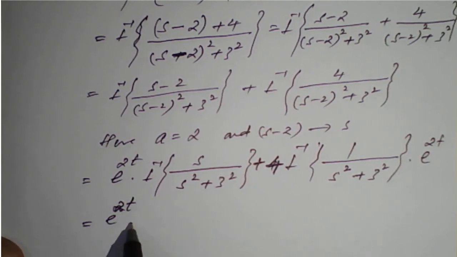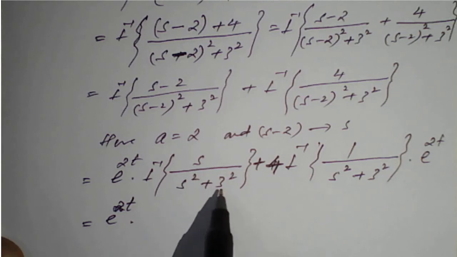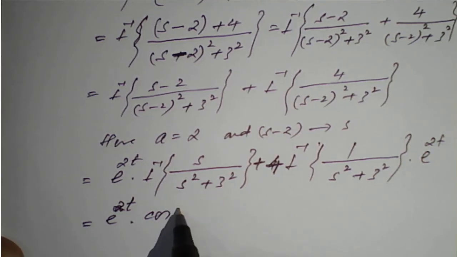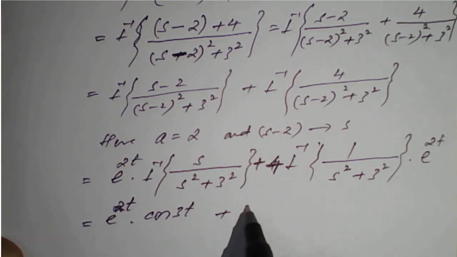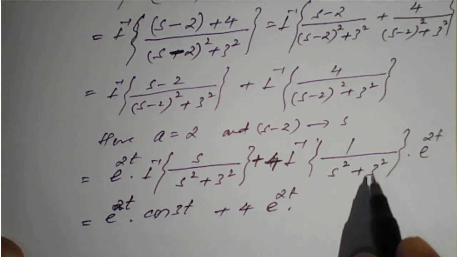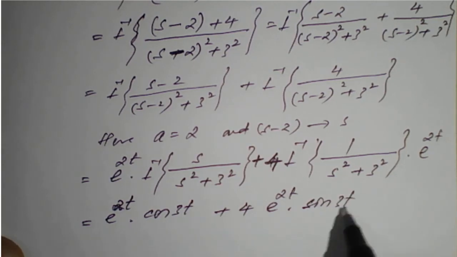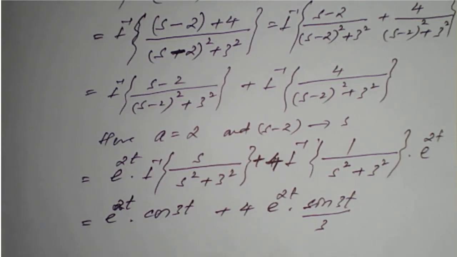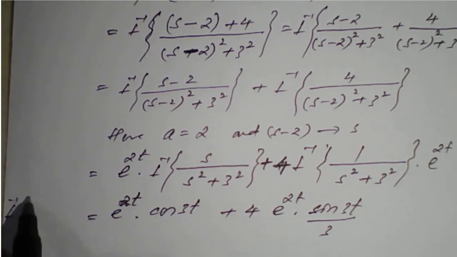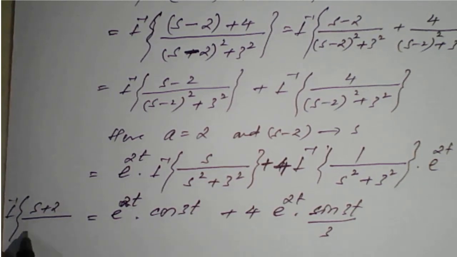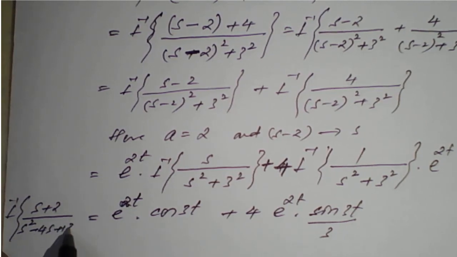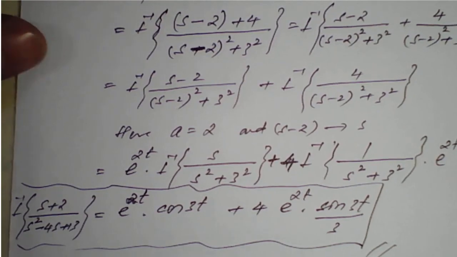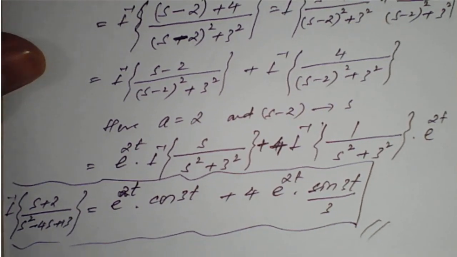So therefore e raised to 2t into, this is nothing but s divided by s square plus a square, inverse Laplace. S is coming, which means cos of, the value here is 3t, and plus 4 times e raised to 2t into, this is nothing but 1 upon s square plus a square form, that is nothing but sine of 3t upon 3. So in this way this is the solution of the inverse Laplace transform of s plus 2 divided by s square minus 4s plus 30. So in this way you need to simplify problems based on inverse Laplace transform by completing the square.